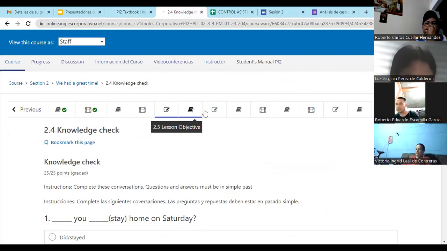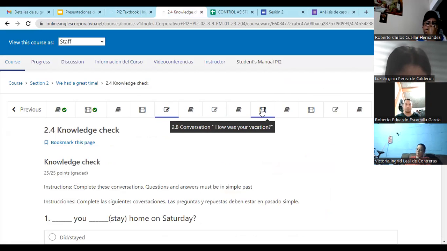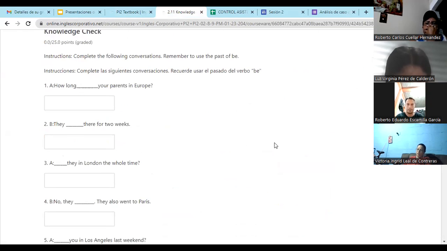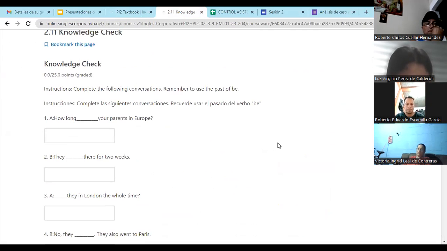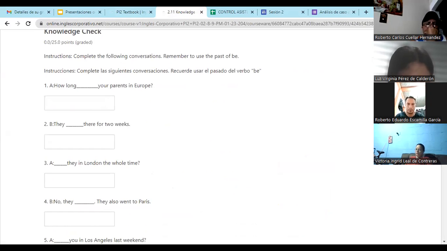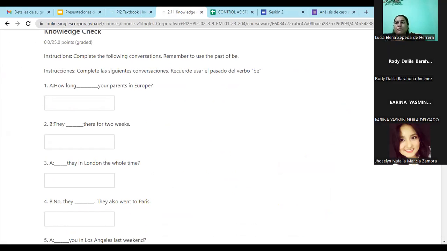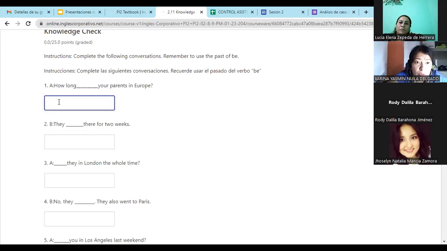I think we don't have time. This is another exercise. Complete the following conversations. Remember to use the past of be. Okay, vamos a ver con quién nos quedamos. Okay, Dalila, number one. Vamos a utilizar el verb to be in past. Karina, number one. Sería.